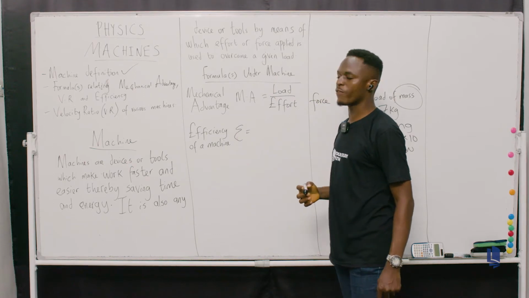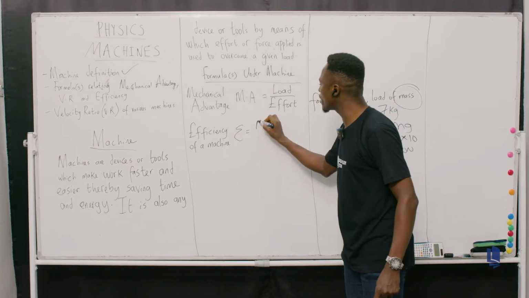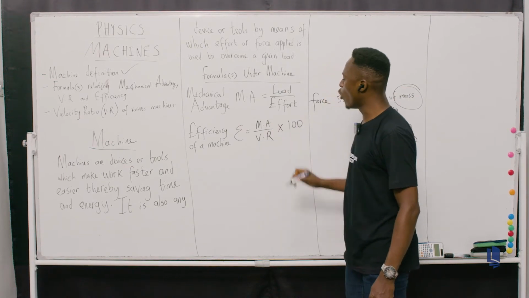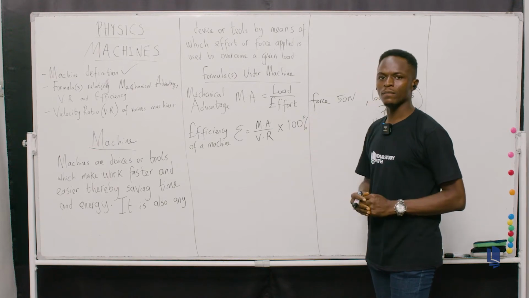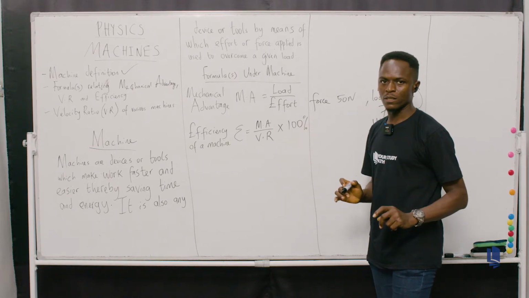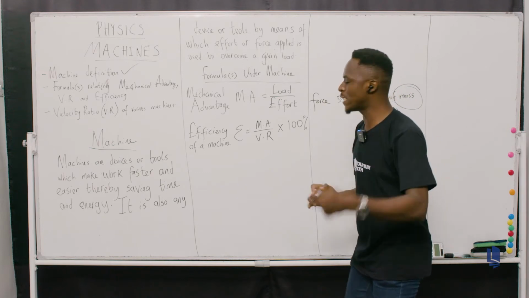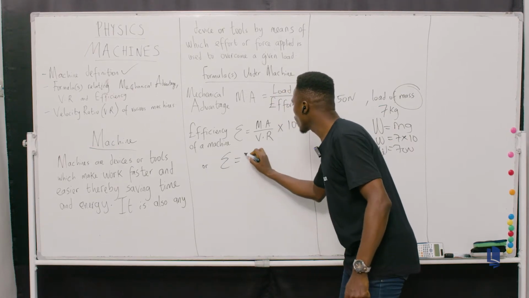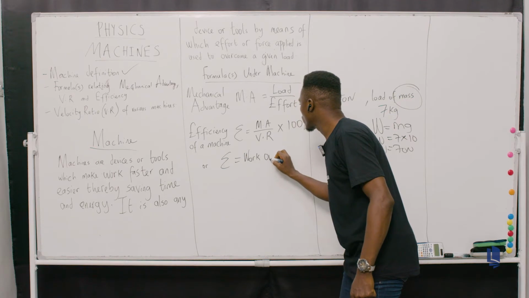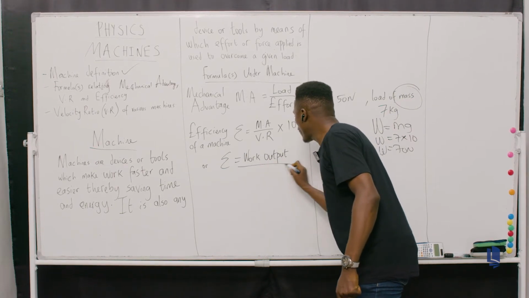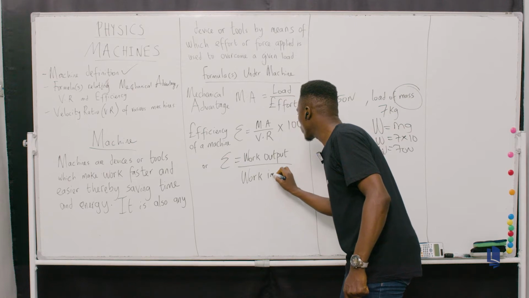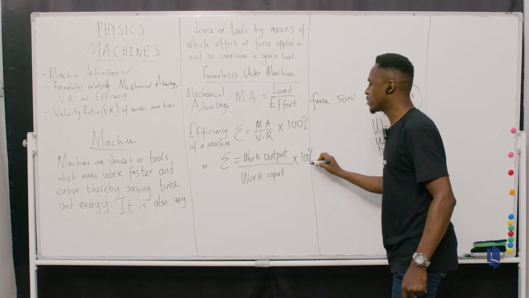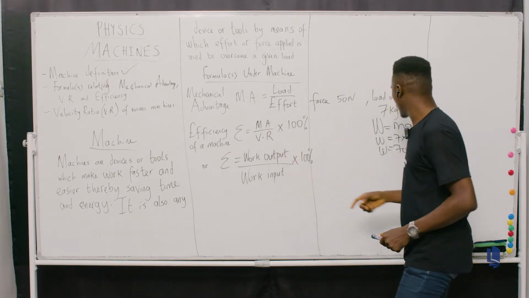What do you need to put in mind for efficiency of a machine? Yes, you'll be correct to say the mechanical advantage divided by the velocity ratio multiplied by 100. No wahala. This part is very correct, but also know that there are other formulas. What are the other formulas? Here we have it. Efficiency is also equal to work output over work input times 100%. This will have been all.